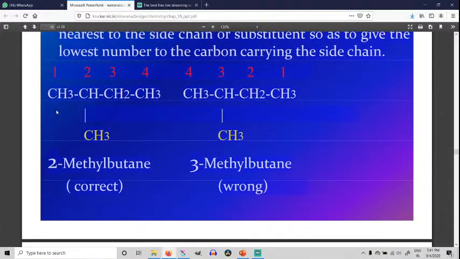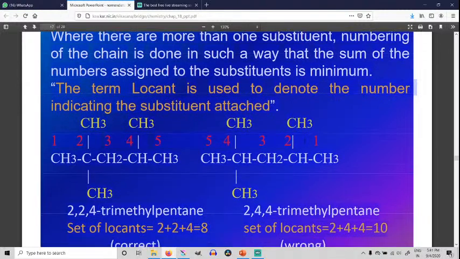So from which side should we start counting? If you start counting from this side, 1, 2, 3, 4, it means on the second carbon atom 1 methyl group is attached. So we can say 2 methyl butane. Okay, 2 methyl butane.